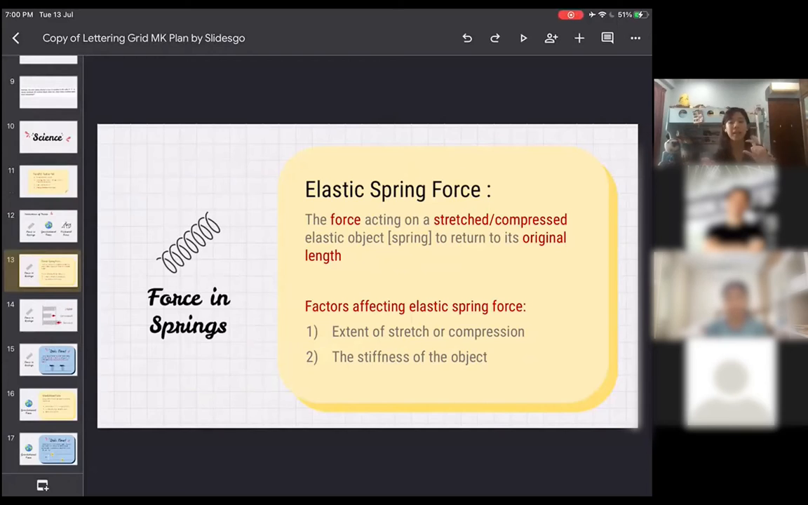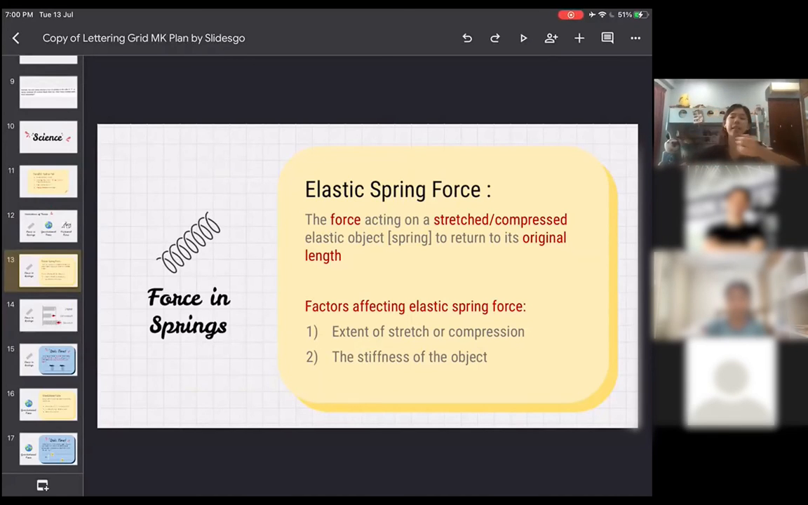So that means if I take a spring and I press it until it's very, very small, it will put a force in the other direction because it wants to go back to its original shape. The same thing, if I pull it longer, it will also exert a force because it wants to go back to the normal shorter state. Okay, so the different things affecting the elastic spring force in the spring is the extent of stretch or compression. So if I compress it a lot, means the force will be a lot. But if I push a bit only, the force will only be a bit. Same thing for the stretch.